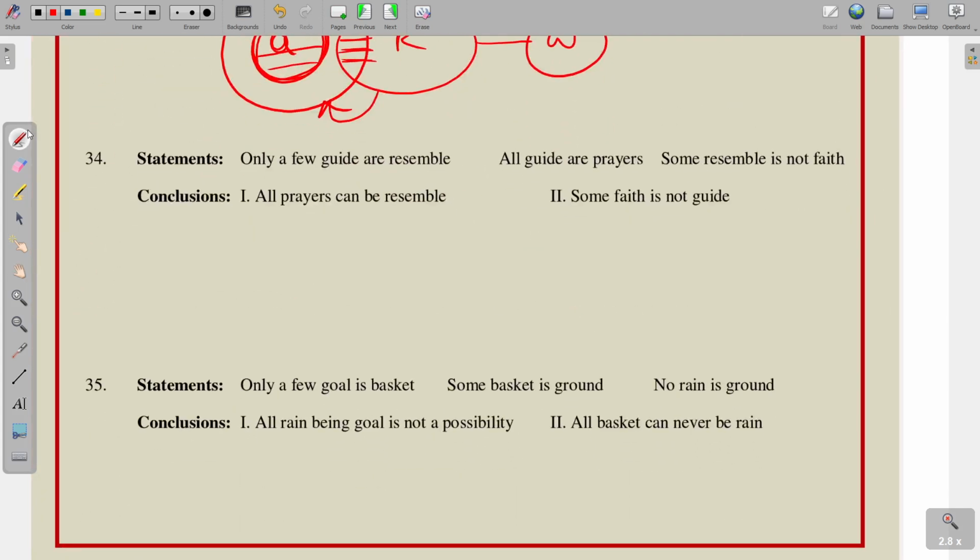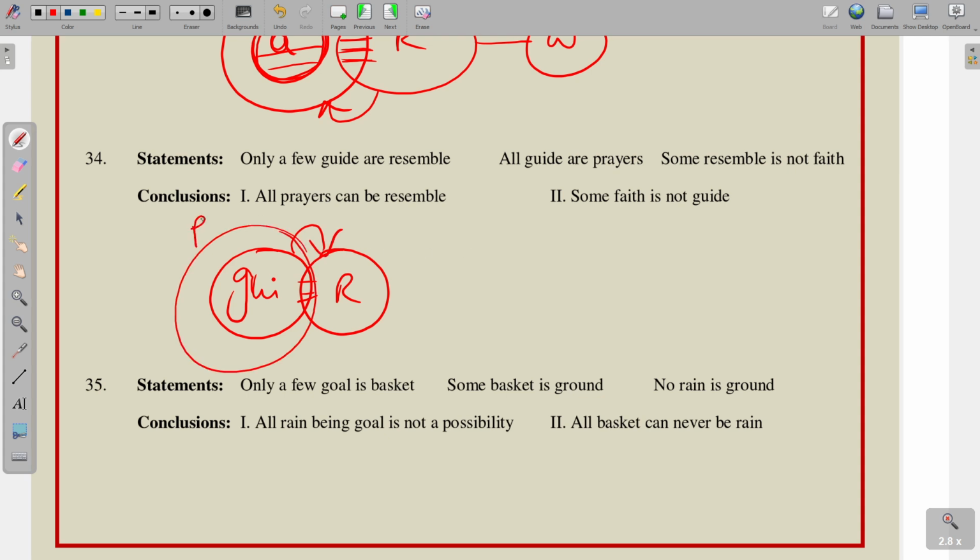34. Only a few guide are reasonable. All guide are prayer. So all guide are prayers. Some resembles are not faith. So some resembles are not faith. All prayer can be reasonable. So prayer here and reasonable here.